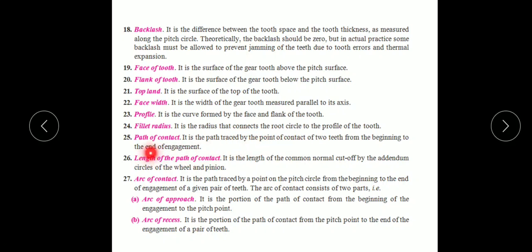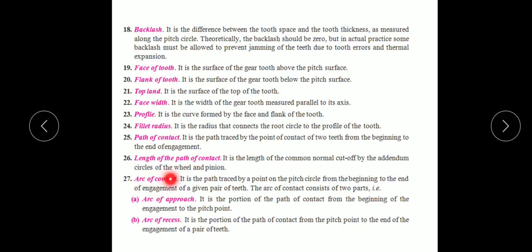And another one is path of contact. It is the path traced by the point of contact of two teeth from the beginning to the end of engagement. The length of the path of contact can be expressed as the length of the normal cut off by the addendum circles of the wheel and pinion. And arc of contact is the path traced by a point on the pitch circle from the beginning to the end of engagement of a given pair of teeth. The arc of contact consists of two parts. And these two things, length of path of contact and arc of contact, are very important in our next classes.